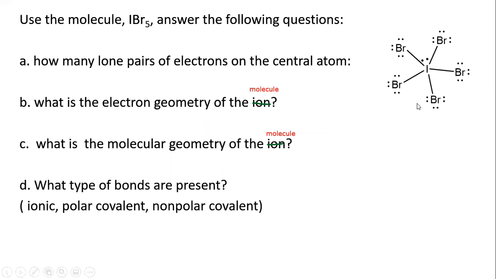So this is the Lewis structure of IBr5, and you'll see from the Lewis structure, we have 5 bonding pairs and 1 lone pair. Total of 6 electron pairs. So if we have a total of 6 electron pairs, the electron geometry is octahedral. I jumped the gun. We'll put this down here. And so we have one lone pair on the central atom.